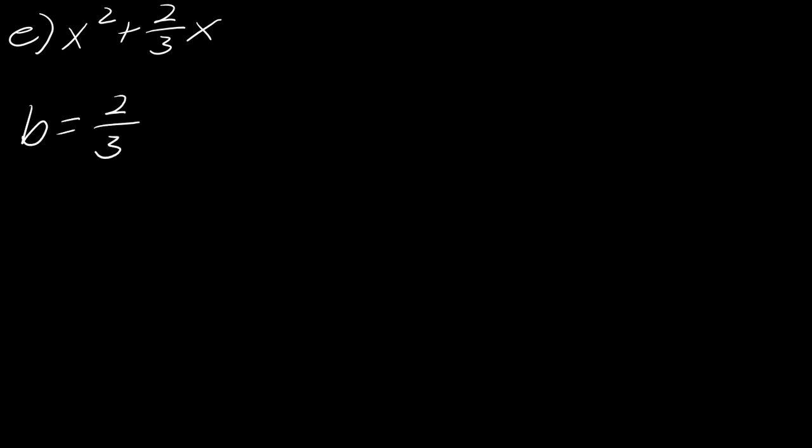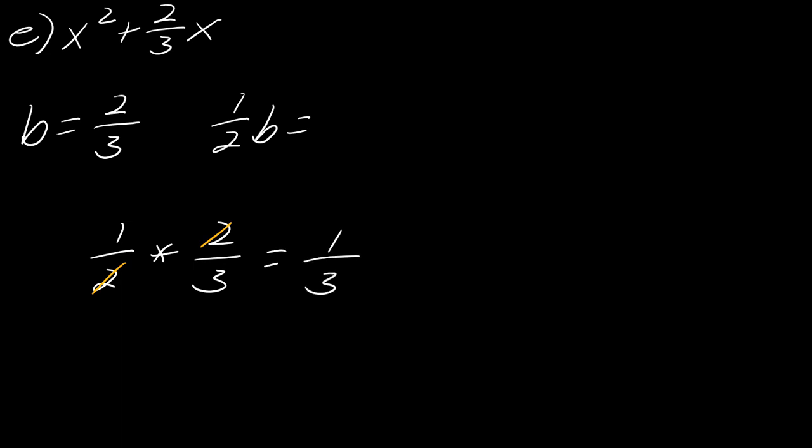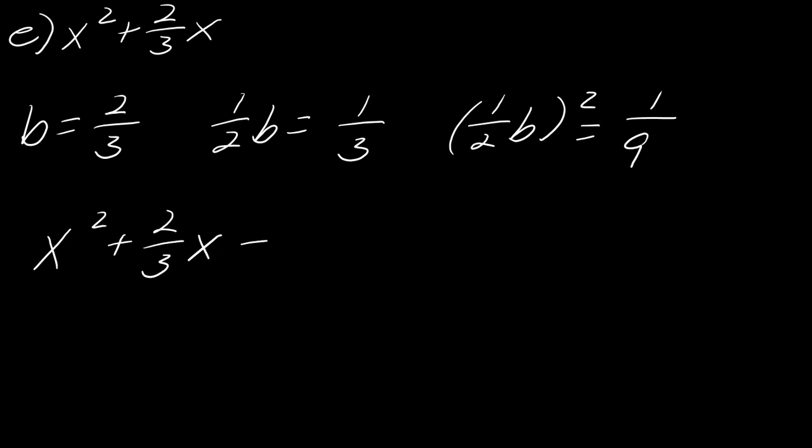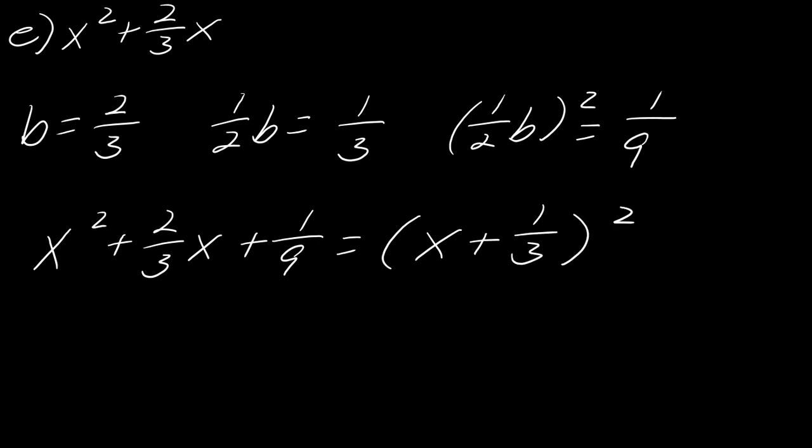Okay, so my b in this case is 2/3, my half b. Okay, so if I take 1/2 times 2/3, the thing about that is that the 2's actually drop out in that case, so this becomes just 1/3. Okay. And then finally, I have half b squared, and so this is going to become 1/9. Okay, so now I'm going to have x squared plus 2/3 x plus 1/9, and that's going to factor as x plus 1/3 squared.